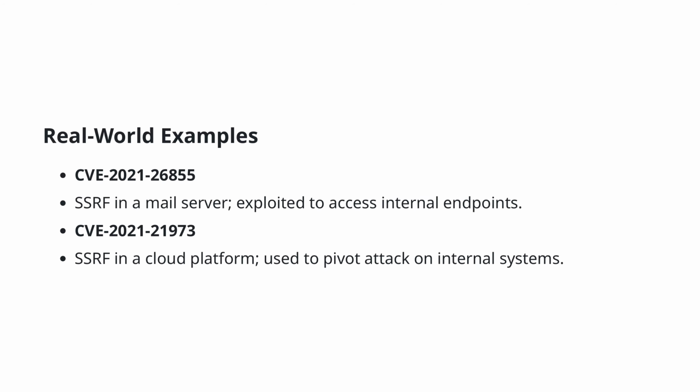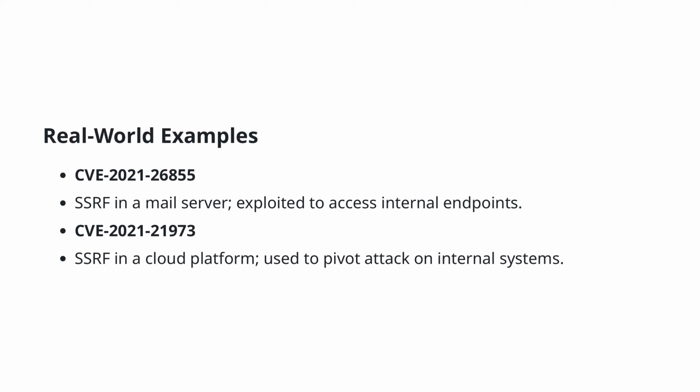Here we see two notable real-world examples of SSRF vulnerabilities. The first example, CVE-2021-26855, involves SSRF in a mail server. This vulnerability was exploited to gain access to internal endpoints, highlighting how such flaws can serve as entry points for further attacks within an organization's network.